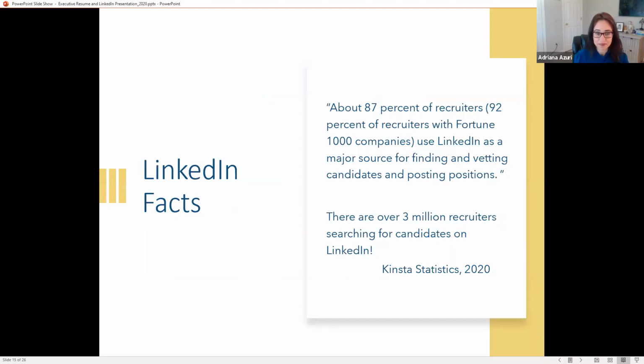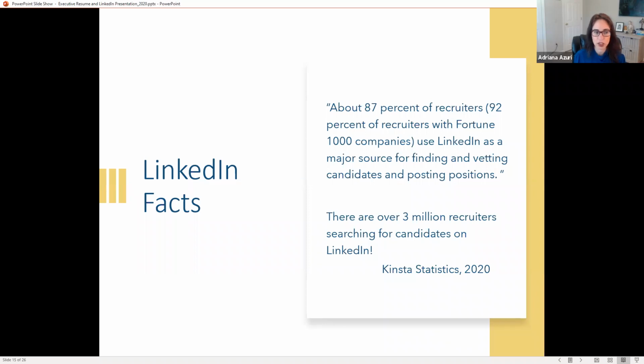So, LinkedIn. I think we could come back at some point and do maybe two different sessions. There's so much to cover. In LinkedIn, we know that at least 90% of recruiters use it, specifically in Fortune 1000 companies, even more. They use LinkedIn to post positions and to vet candidates. Every time you submit a resume, guaranteed you will be looked up.